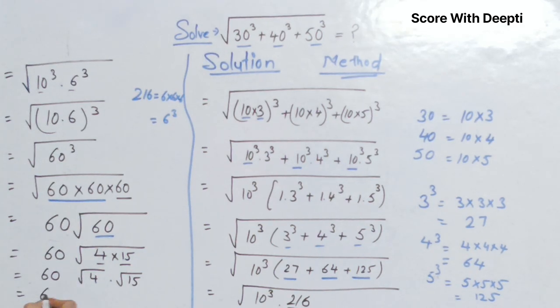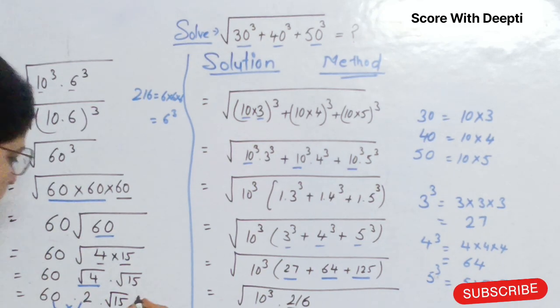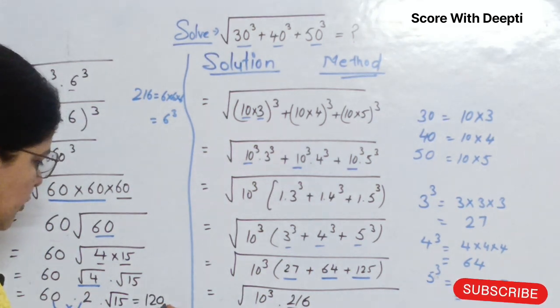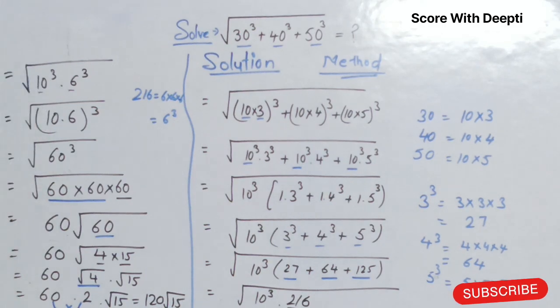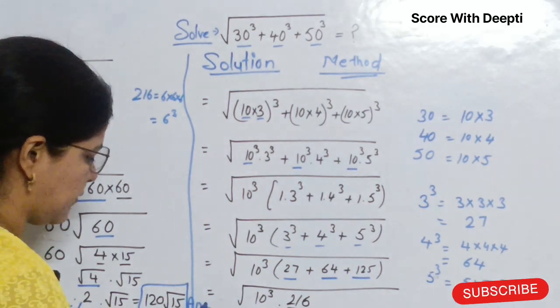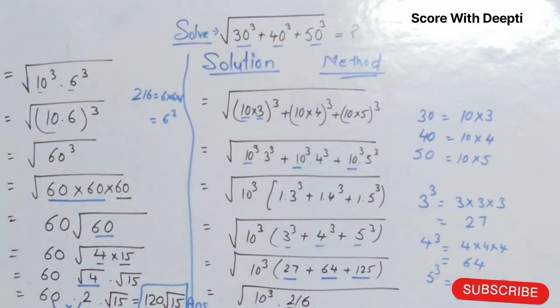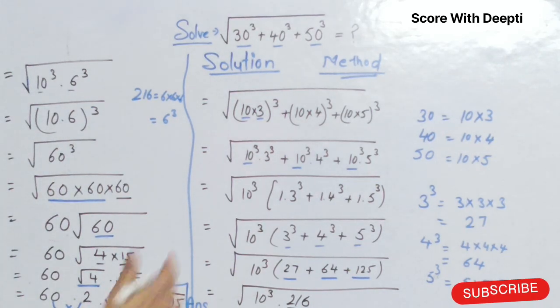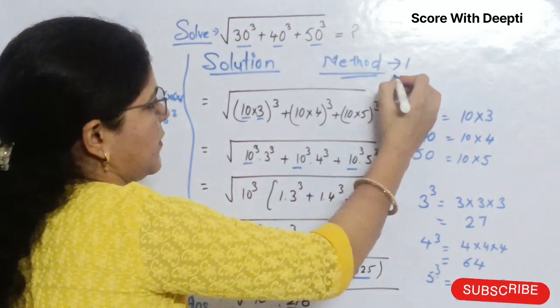Square root 4 equal to 2, so 2 into square root 15. Next, multiply 60 with 2 and we will get 120 into square root 15. Now, this is our final answer with the first method. Now, we will solve this question with the second method.